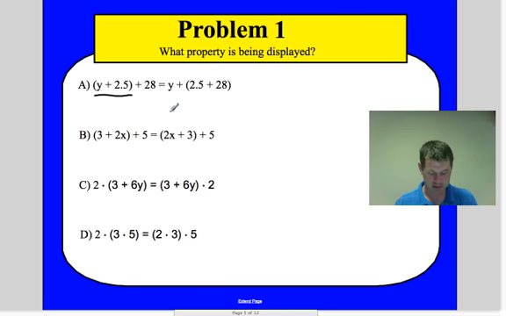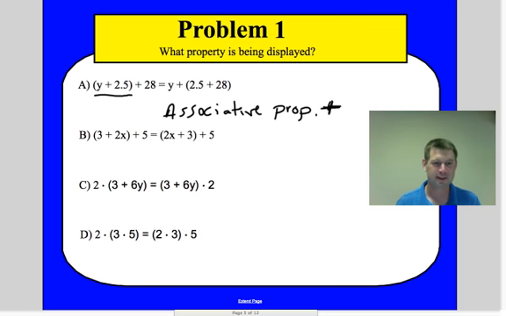Okay, so this is indeed the associative, and we can just use property of addition, and you can just put an addition sign there.